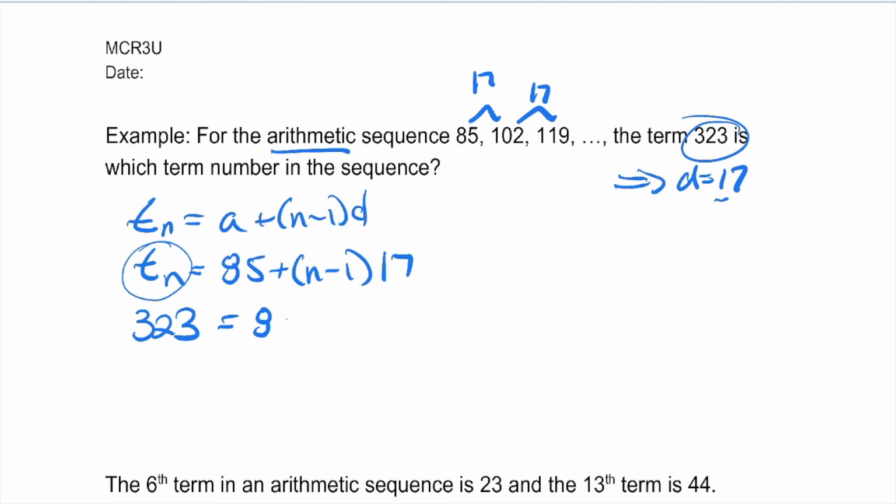So here it's going to be 85 plus, expanding this, 17n minus 17. So 323 equals, simplifying this, 17n plus 85 minus 17, which is 68. So here we're going to get 323 minus 68.